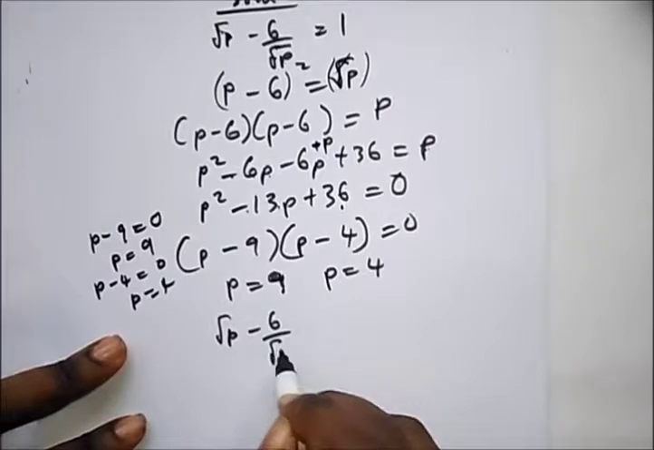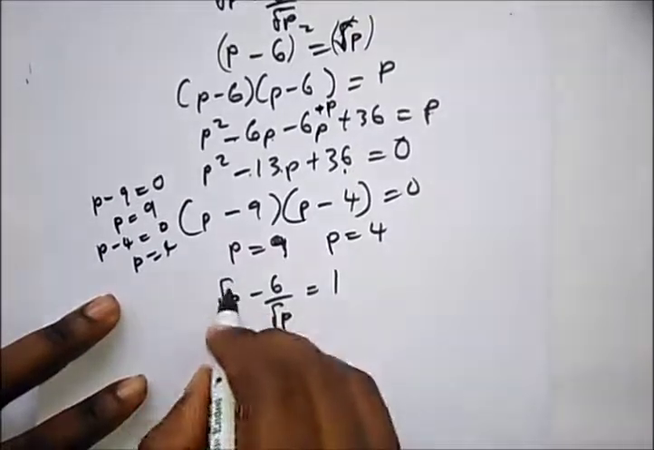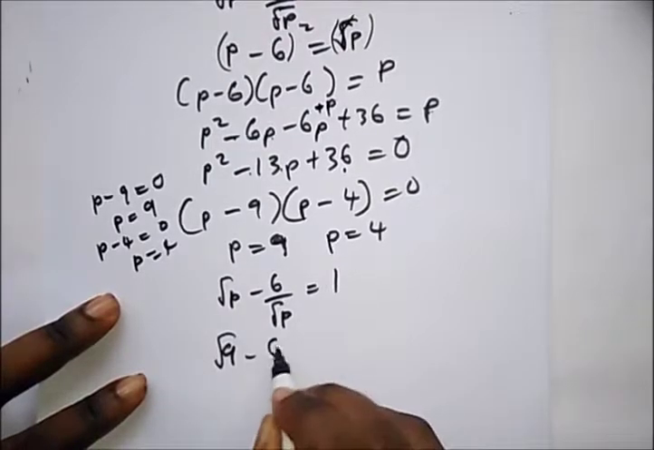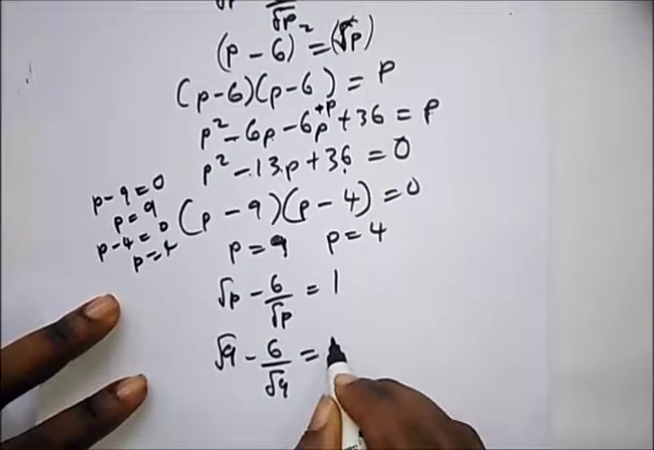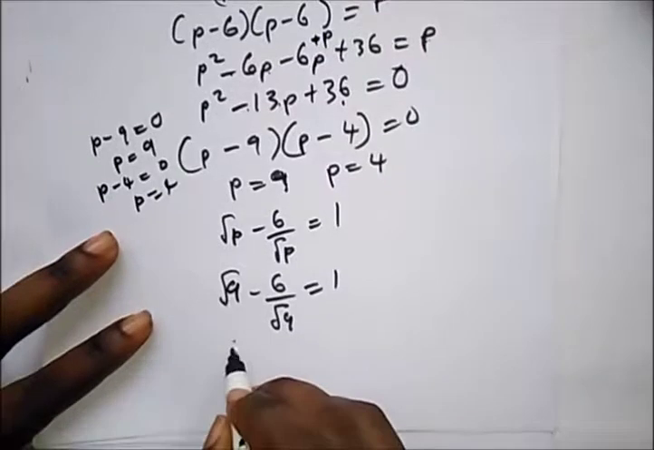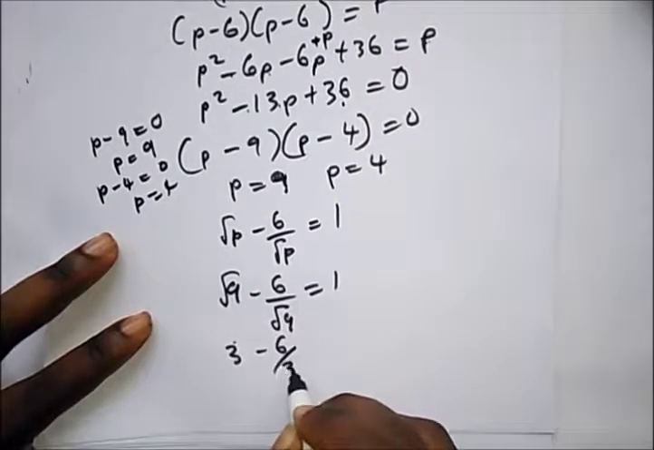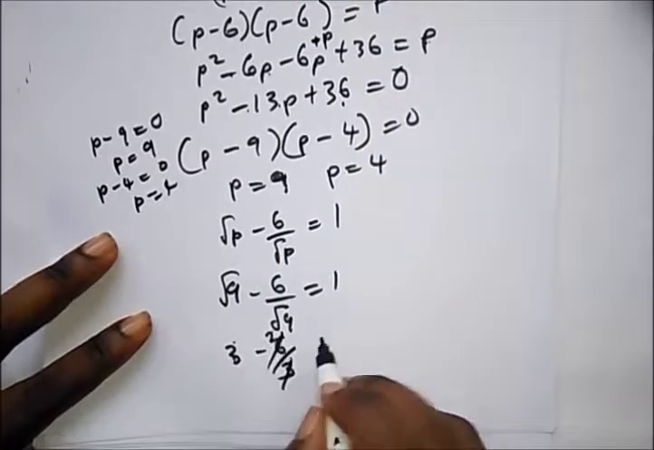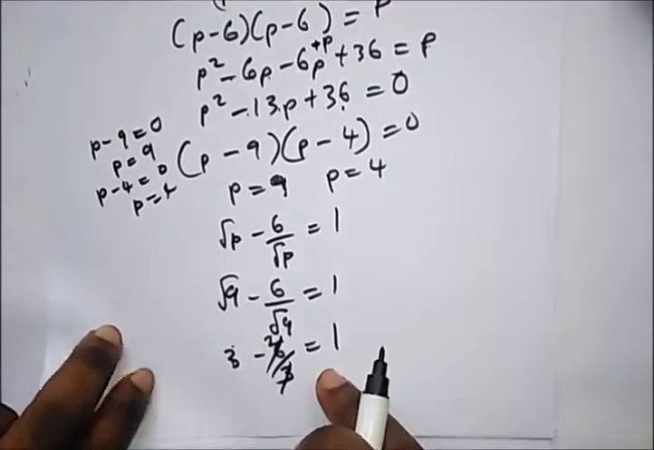Minus 6p over p equal to 1. So putting the value of p here, which is 9, we have square root of 9 minus 6 over square root of 9. Will this give us 1? This will give us 3 minus 6 over 3, which this will go, and this is 2, and 3 minus 2 is equal to 1. So this satisfies equation 1.